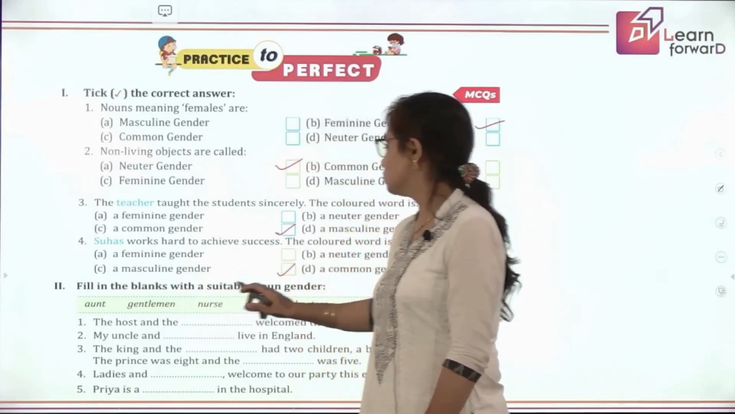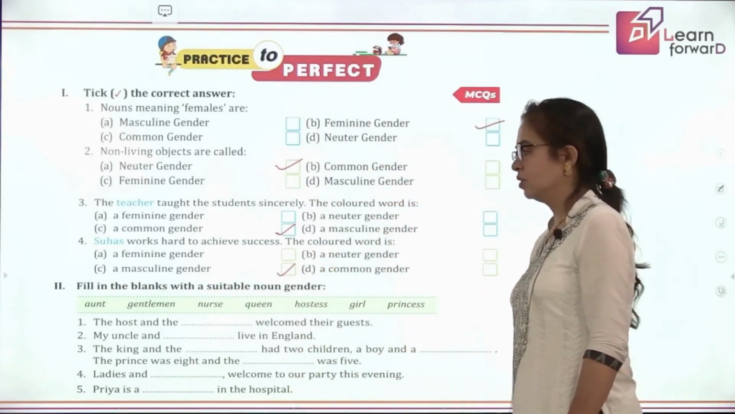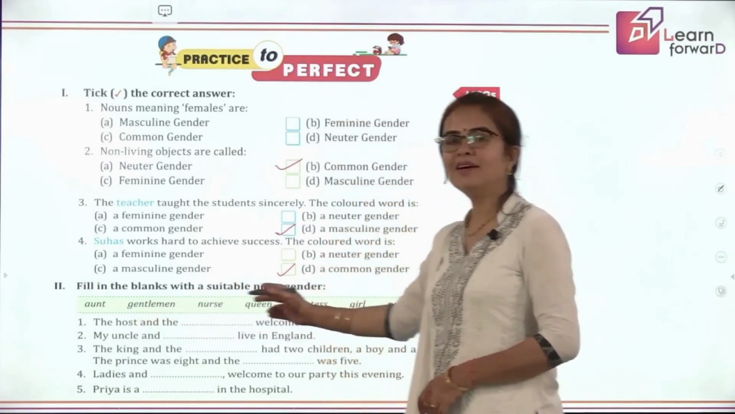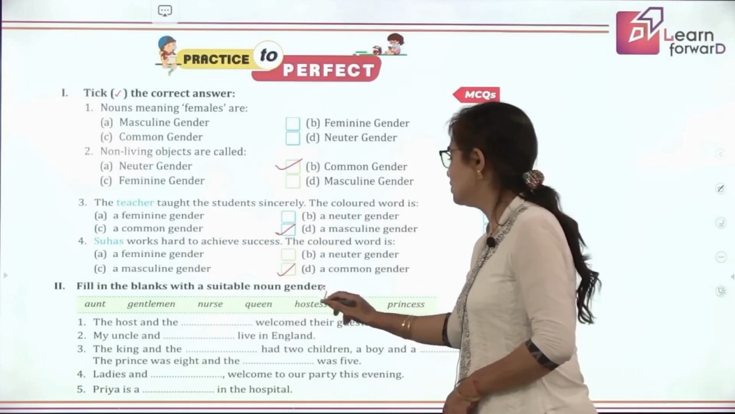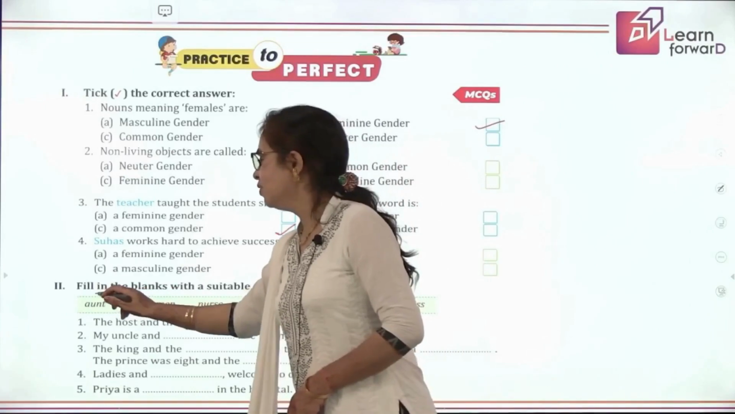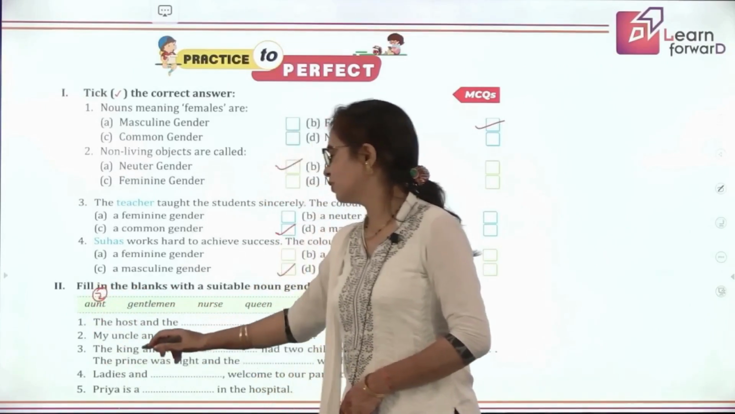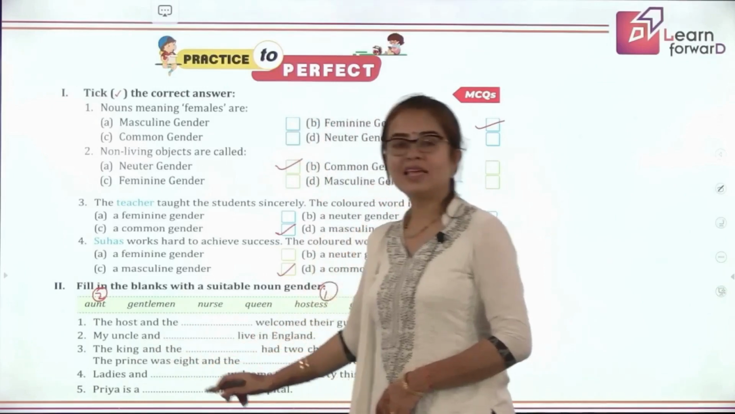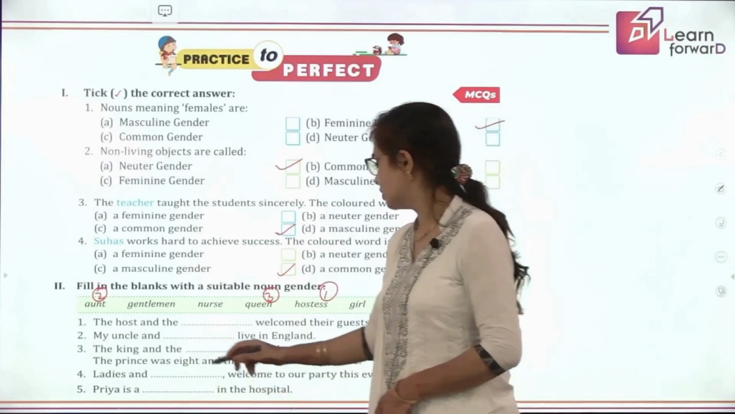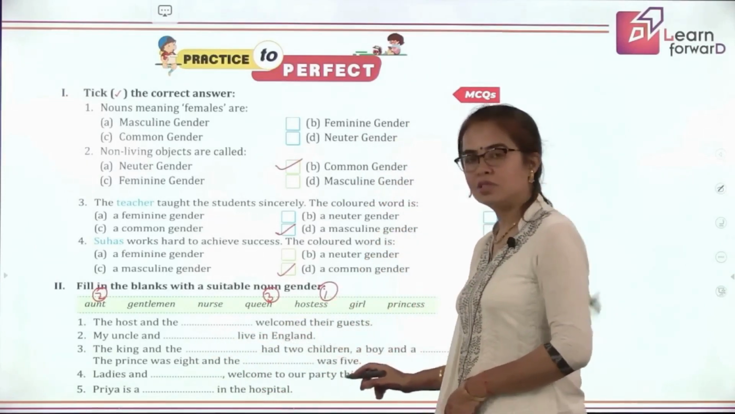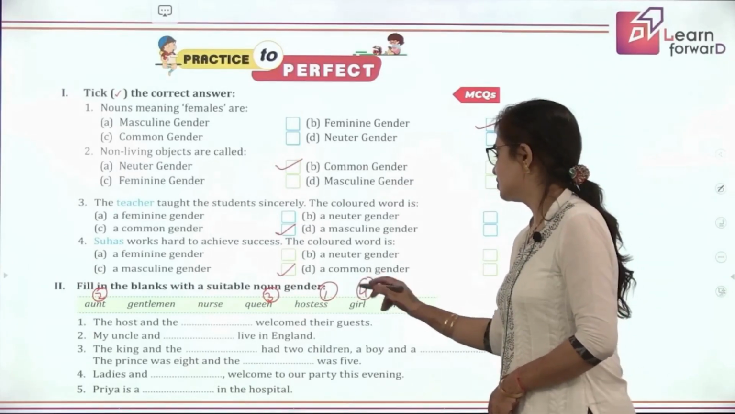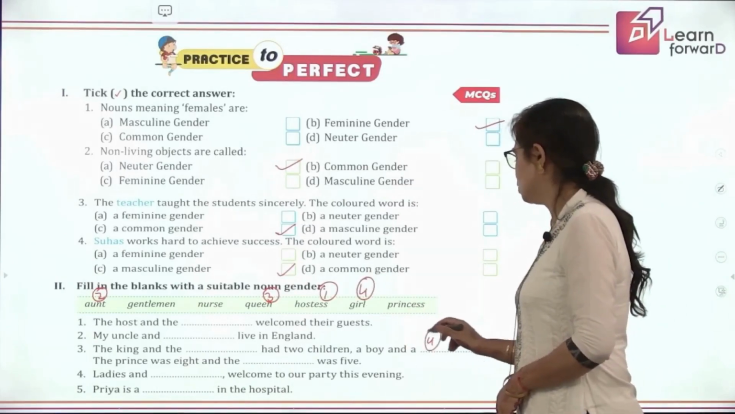Fill in the blanks with the suitable noun gender. So, you'll see what is the pairing noun here. The host and the, yes, hostess. My uncle and, you have learnt them earlier also. Good. My uncle and aunt. The king and the queen. Here you have the answer. The king and the queen had 2 children, a boy and a girl. Good. That was so easy for you.